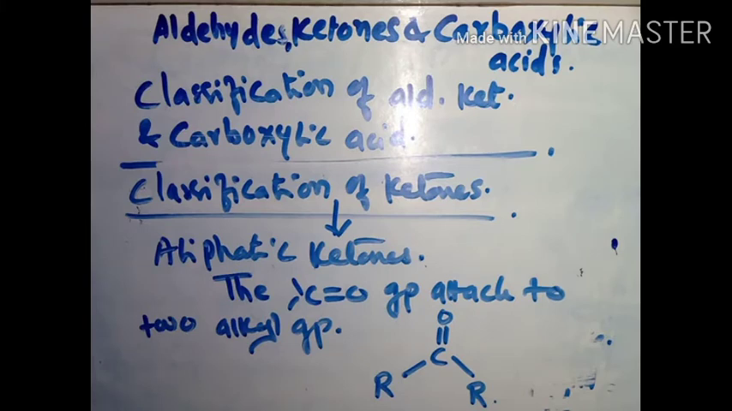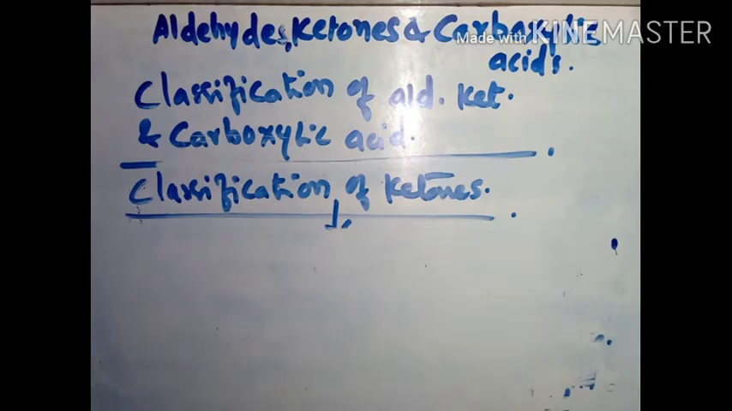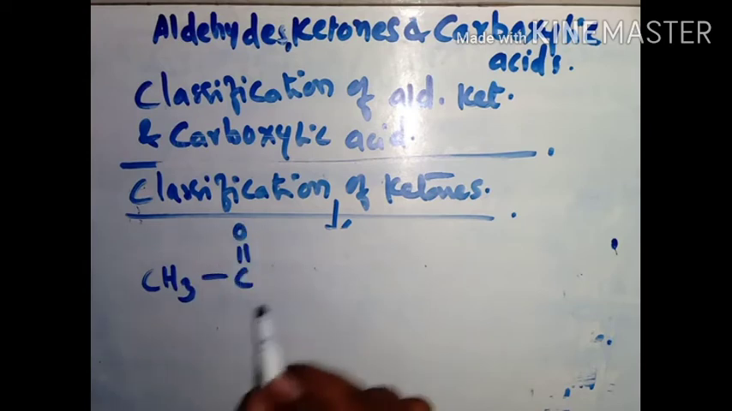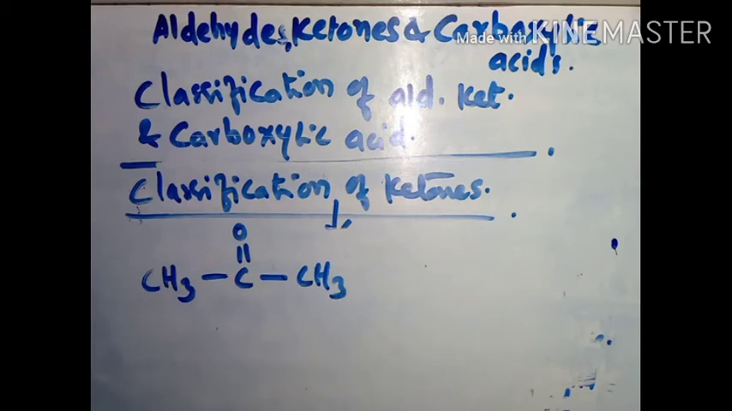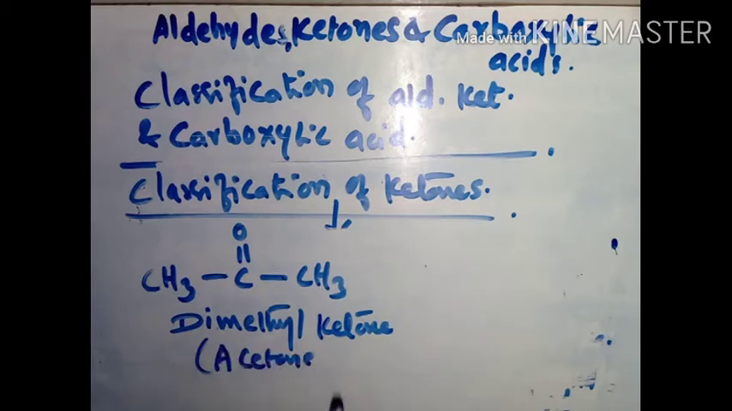The general formula of aliphatic ketones is, that is CH3, the first alkyl group, to this is attached the carbonyl carbon, and the second alkyl group, that is dimethyl ketone. What is the name? Two methyl groups are there, that's why that is dimethyl. And here C double bond O is a carbonyl group or ketonic group, that's why we can write dimethyl ketone. And the common name for this is acetone. CH3COCH3 is acetone.